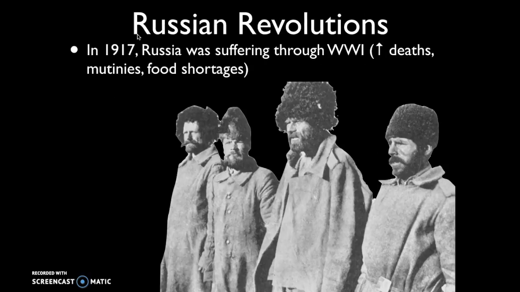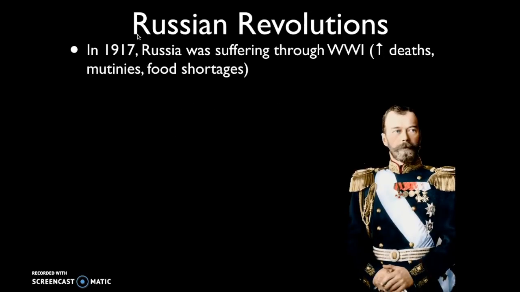So by 1917, 3 years into the war, Russia was suffering. Russia was experiencing high levels of casualties. In fact, more Russians died in World War I than of any other nationality. There was a high number of mutinies, soldiers quitting in the middle of the battle. There were food shortages. And as a result, many Russian people were very unhappy with the way the war was progressing. The Tsar at the time was a Tsar named Nicholas II, and they were also upset with some of the things that he was doing.